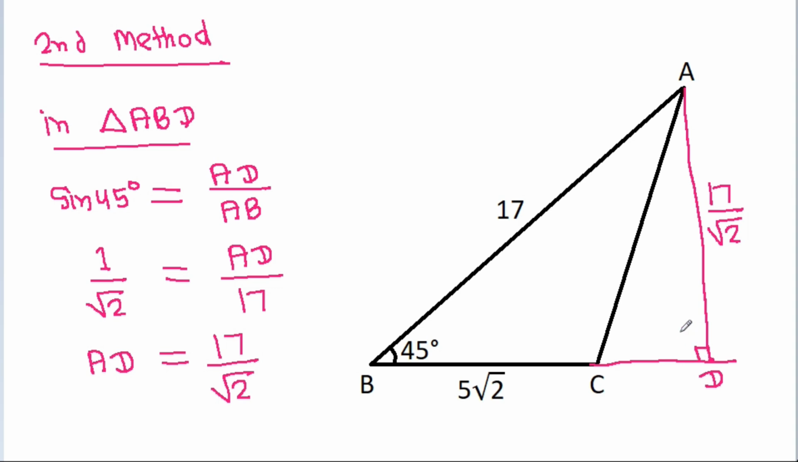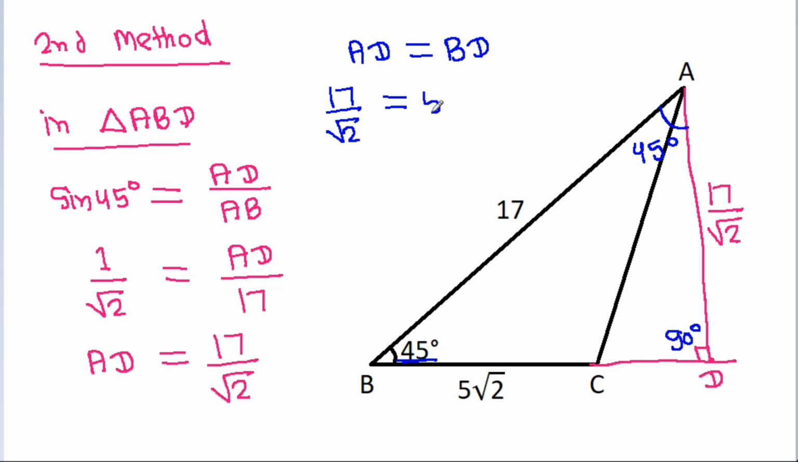And this angle is 90 degree. This angle is 45 degree. So this angle will be also 45 degree. That means AD will be equal to BD. And AD is 17 by a square root of 2. That is equal to BD, which is 5 times a square root of 2 plus CD.